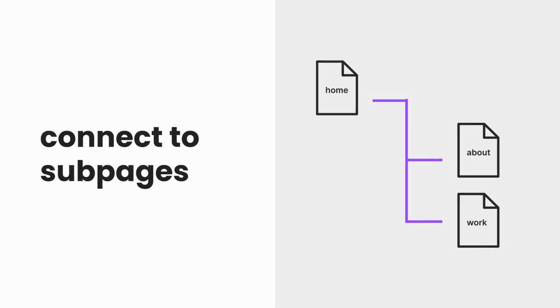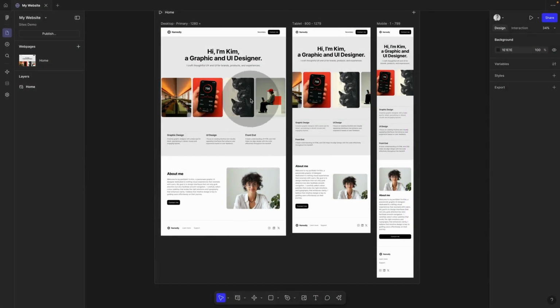So now let's add a subpage. So what I want to happen is I want to click on one of these portfolio images and then get some more information on a separate page.